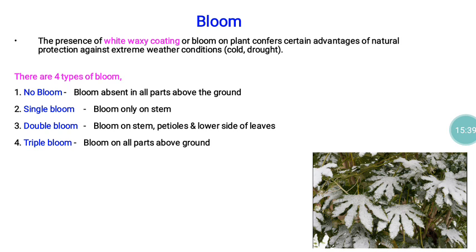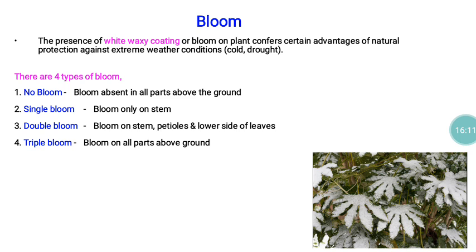The advantage of the occurrence of bloom, that is the white waxy coating, is that it gives some sort of natural protection to the plant against extreme weather conditions like cold and drought. Apart from that, whichever castor variety or hybrid has the blooming mechanism shows some resistance against aphids, which are a serious pest as far as castor is concerned. That is how it is resistant against aphids.